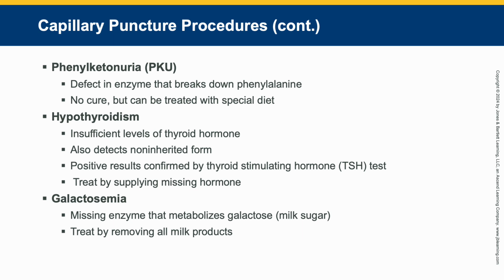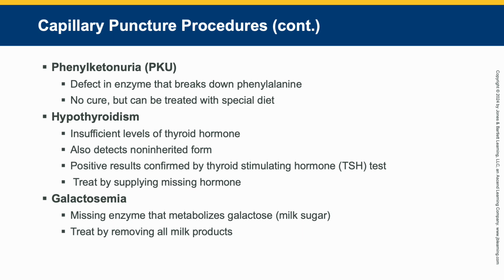Okay, galactosemia. This means they have the missing enzyme that metabolizes galactose or milk sugar, and you treat it by removing all milk products. But what happens if you don't do it? If they lack the enzyme to convert the milk sugar galactose into glucose that's needed by the body, then within a week, an infant that has this will have failure to thrive because they'll start having anorexia, diarrhea, vomiting, unless galactose and lactose are removed from their diet.